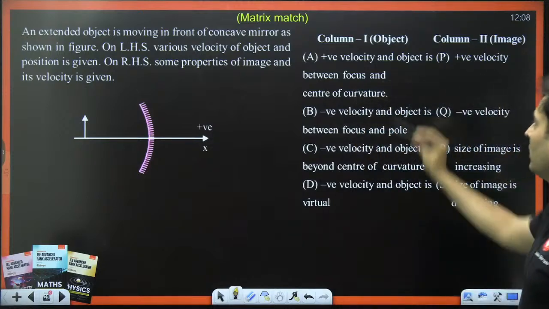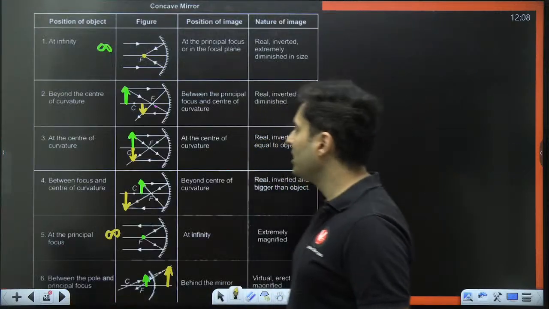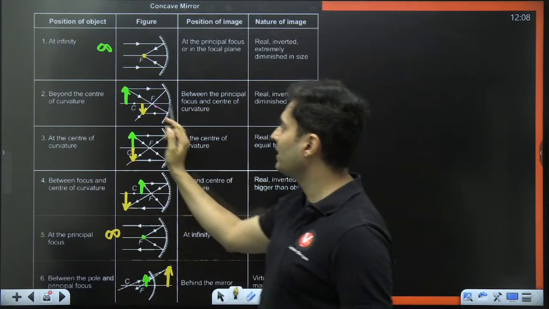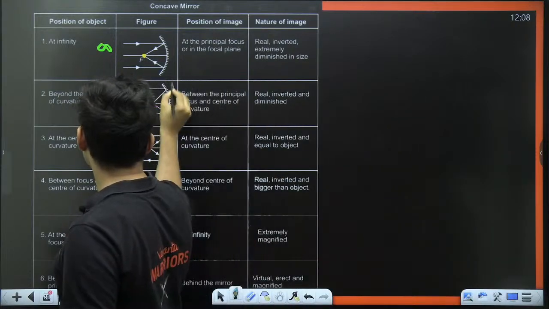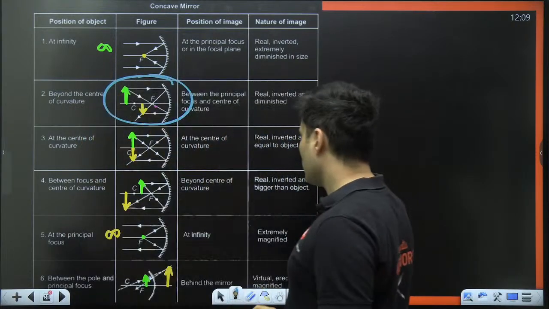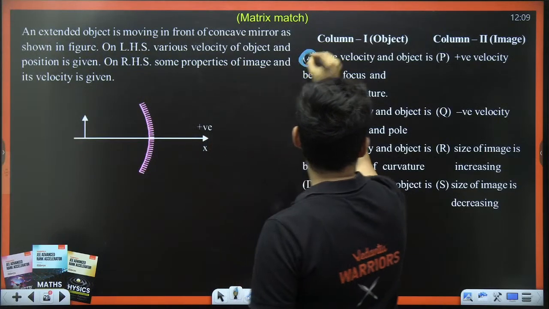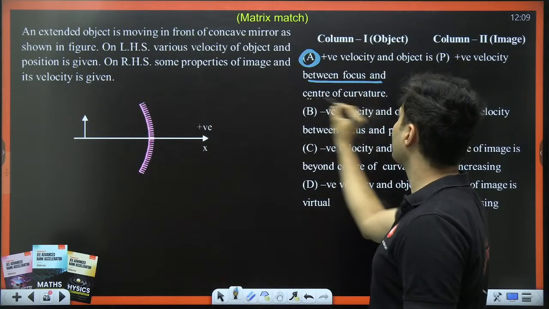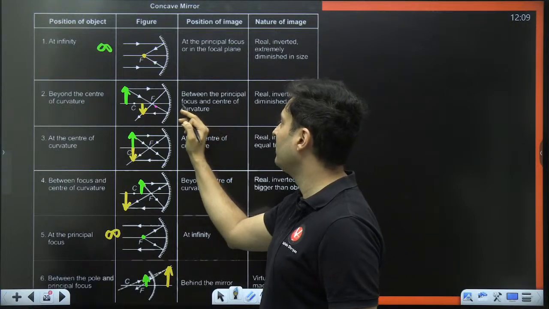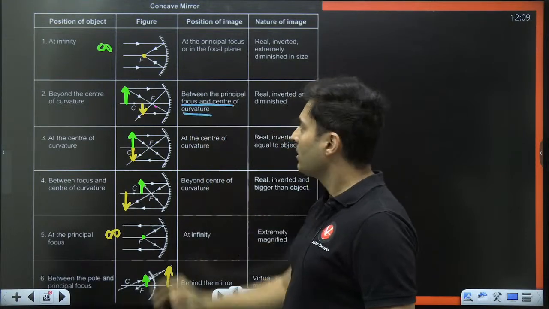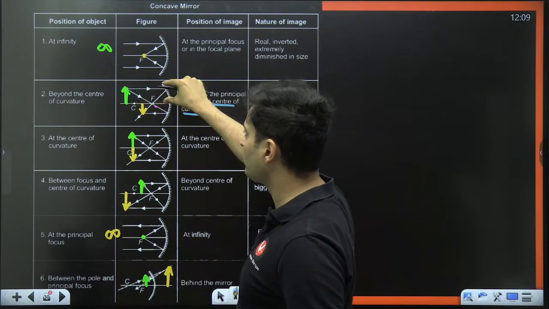Now check the first option. Positive velocity: object is between focus and center of curvature. That means you are talking about this particular option, my dear warriors. So if that is the case, object is between the focus and the center of curvature, and the object has positive velocity. That means this green part is moving this side.